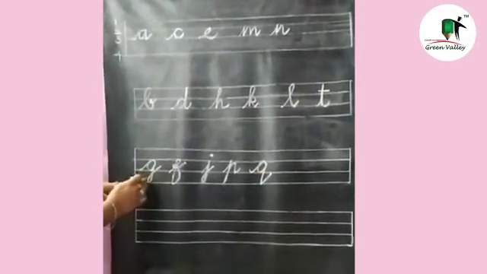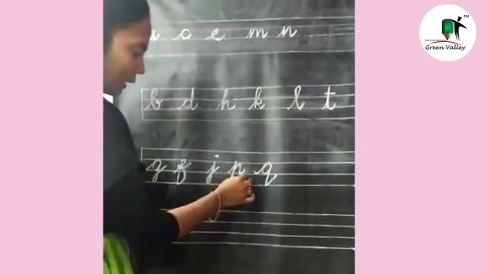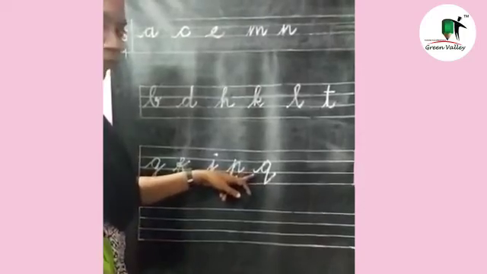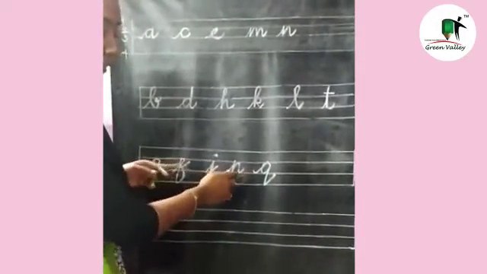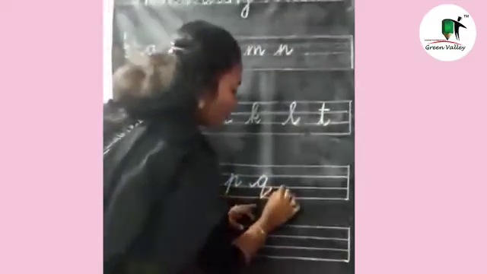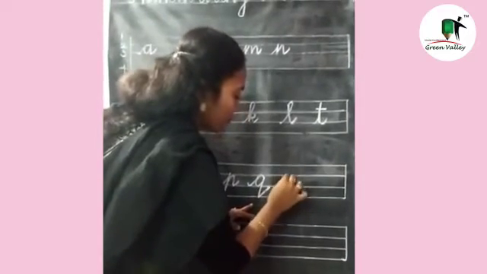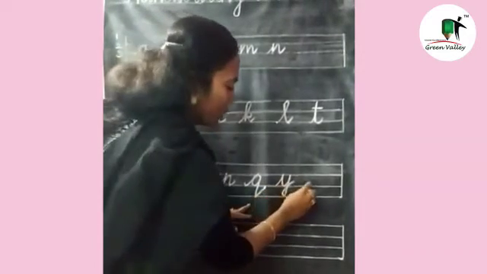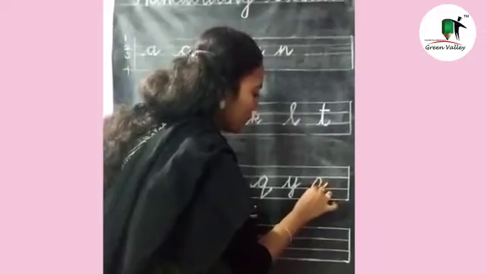When you write any letter, you have to start from here, the baseline. That is the base for all the letters, so that it is called as baseline. The third line. And you can write the letter Y. See, I have started here. Then after, the letter J.